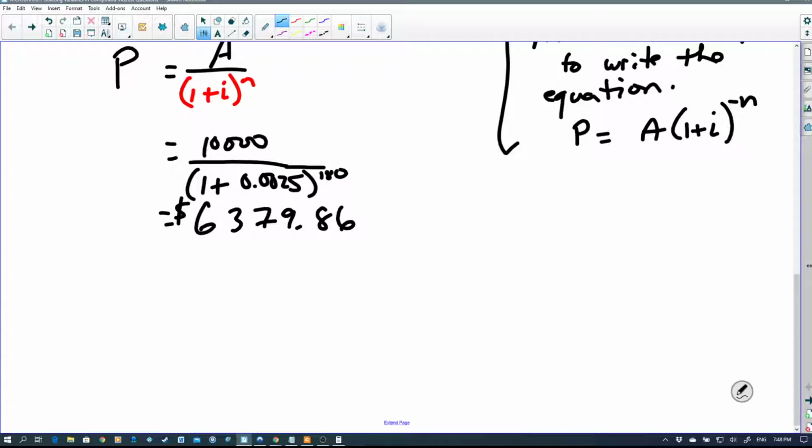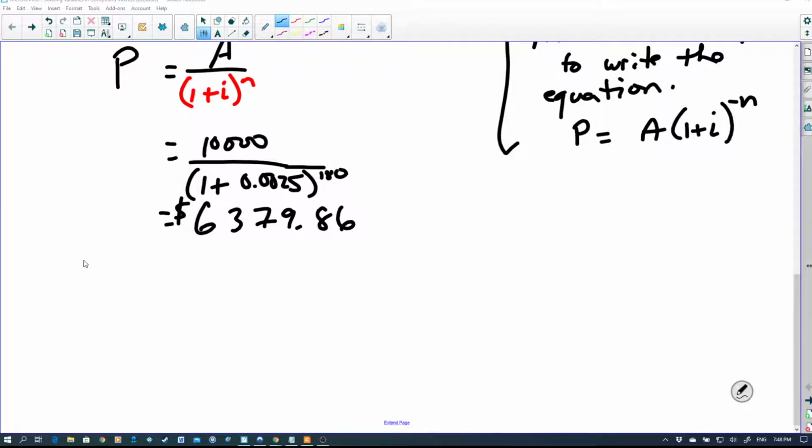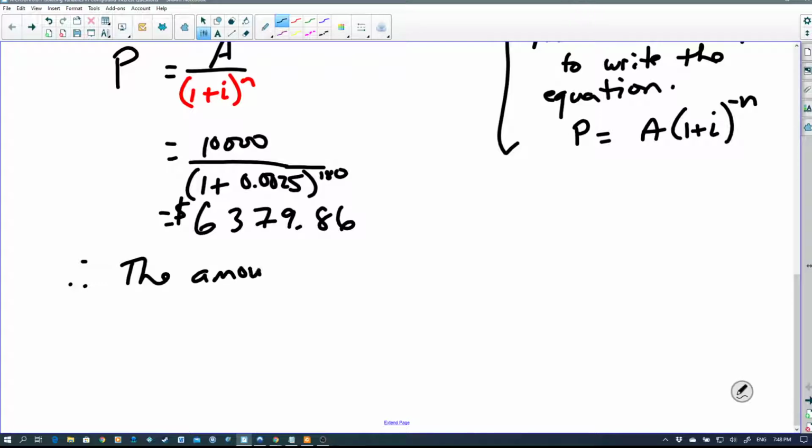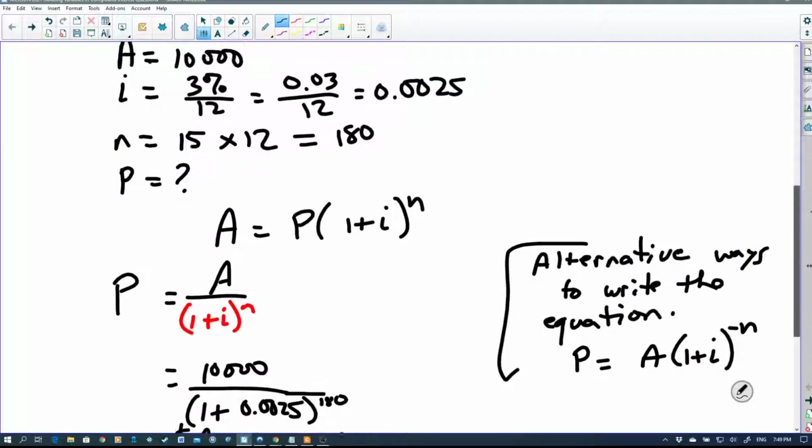Did I remember those properly? Just gonna double check. Yes, that is correct. Therefore, because this is a word problem, we should have a sentence. The amount that needs to be invested today is $6,379.86, and that means that we would end up with $10,000 in 15 years.